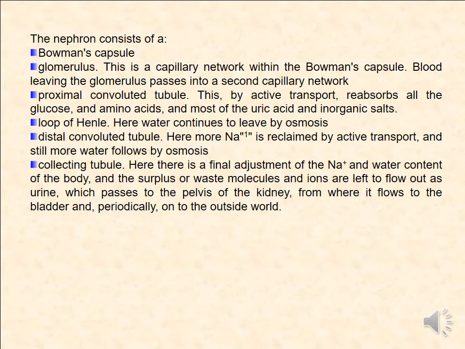From the proximal convoluted tubule to the loop of Henle, here water continues to leave by osmosis. Then the distal convoluted tubule, where more sodium ions are reclaimed by active transport and still more water follows by osmosis, ending with the collecting tubule. Here there is a final adjustment of the sodium and water content of the body, and the surplus or waste molecules and ions are left to flow out as urine, which passes to the pelvis of the kidney, from where it flows to the bladder and periodically to the outside.